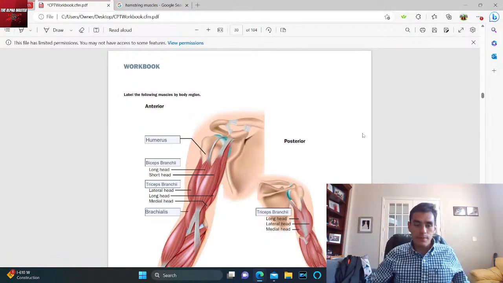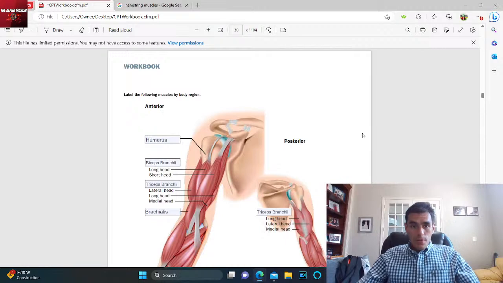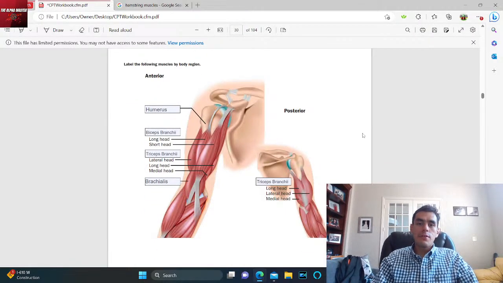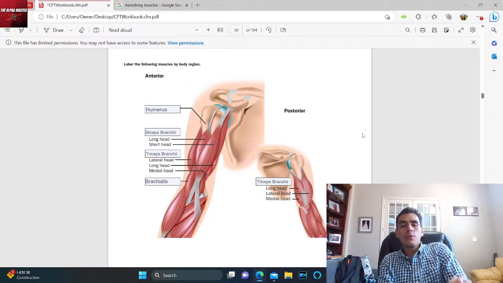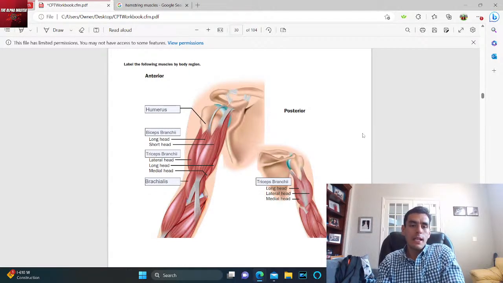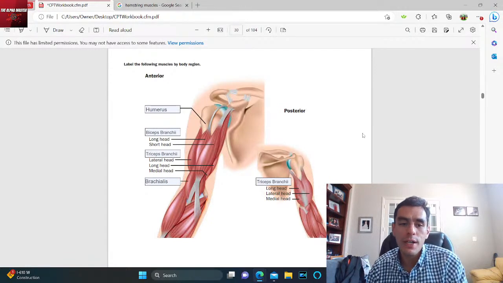Muscles by body region. Label the following muscles by body region. This is going to be the anterior side of your arm. You have the humerus. In the humerus skeleton, you have the biceps brachii on the anterior side, the long head and the short head of the biceps brachii.